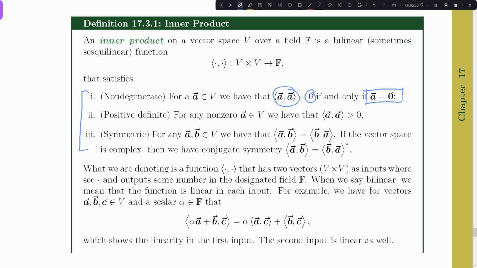But if I'm taking a dot product with itself, if I multiply a vector by itself, there's no way that's going to send me to 0 unless I started with a 0. But this should be true of this more abstract object that we're working with.